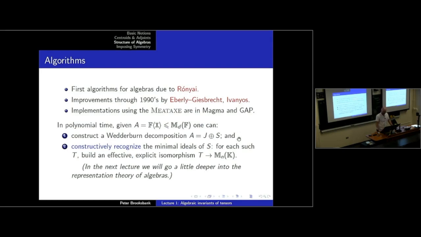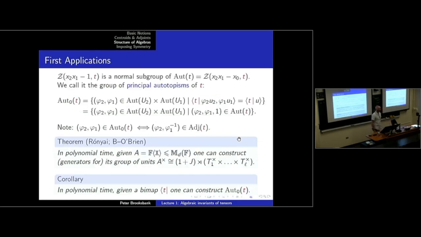Good? All right. So let's have a look at some first applications then. You may recall that one of the guiding objects that we're trying to work with here is this guy, what I've called the autotopism group, or if you want to just call it the automorphism group of the tensor, that's perfectly fine. It's defined by this equation. And as I've tried to convince you, this is a rather difficult thing to access. It's not an easy thing to compute.